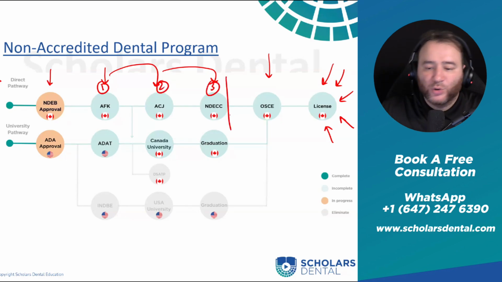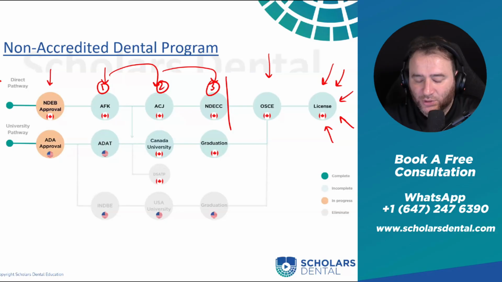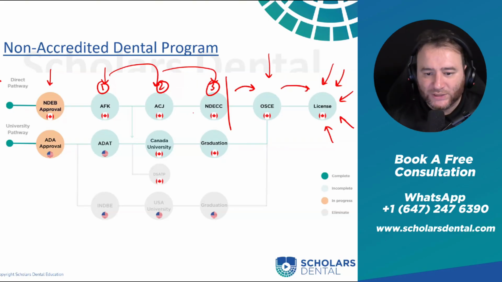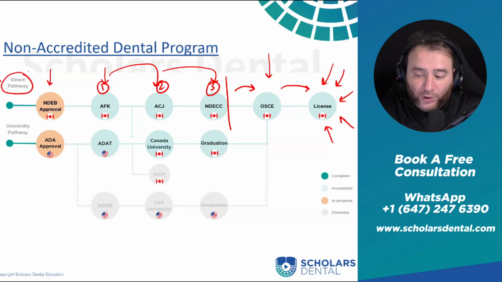Once you finish that, you have done your equivalency process. At this point, they consider you kind of equal to the accredited graduate. Now you're allowed to take your OSCE. Then if you pass, you get your certificate. Then you could get your license. Okay? So this is referred to as the direct pathway because it avoids going to university. It's more directly just exams. Okay?